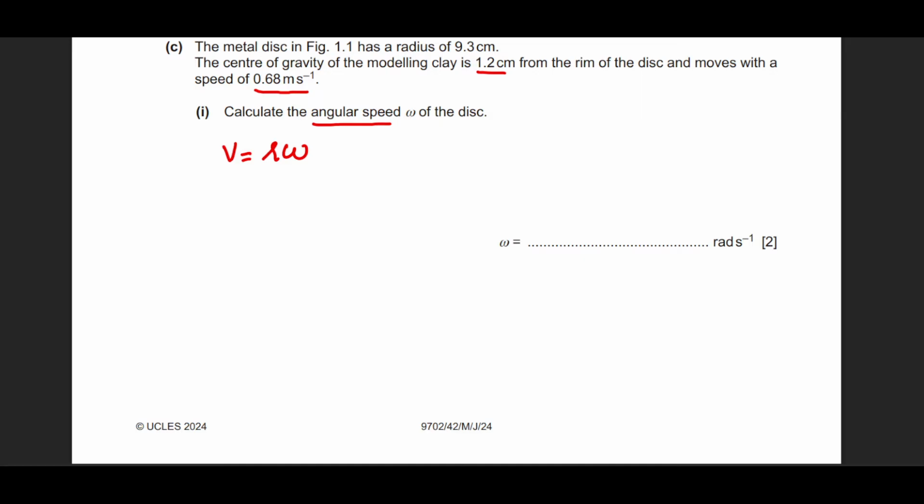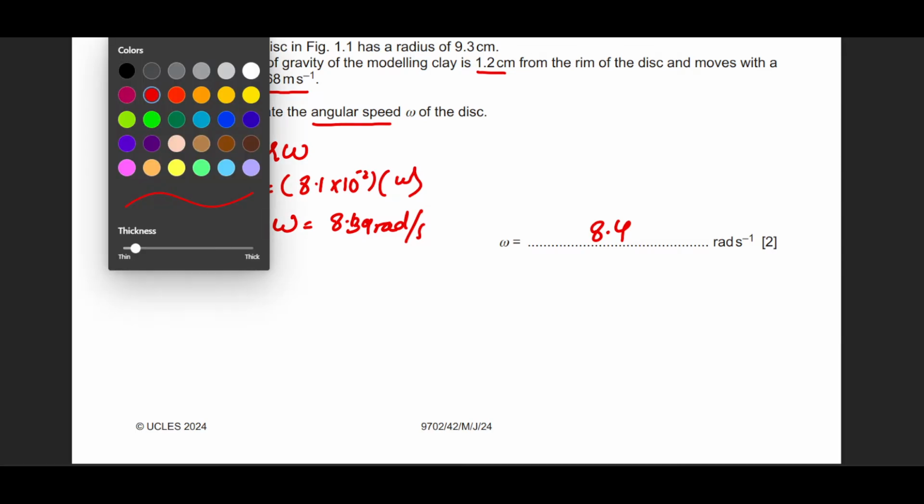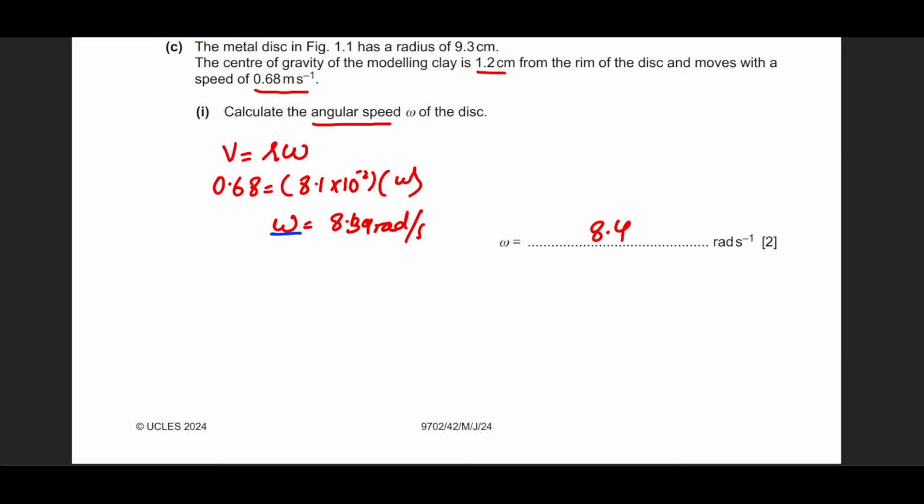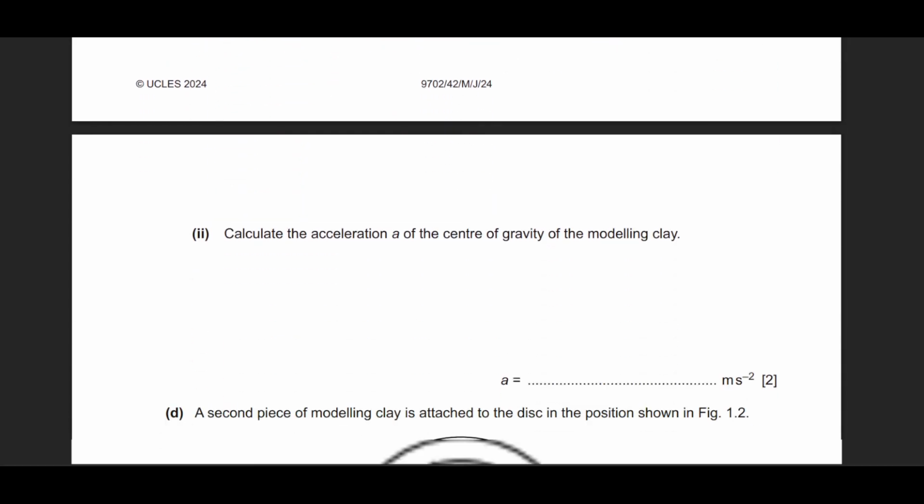And we have the speed of the clay as 0.68. r will be 8.1 times 10 raised to the power minus 2, and omega is what we are looking for. So omega comes out as 8.39 radians per second. So this will be 8.4 up to 2 significant figures, right? And as long as the disk is the same, as long as everything else is the same, omega in these questions is considered to be a constant as long as the RPM is exactly the same.